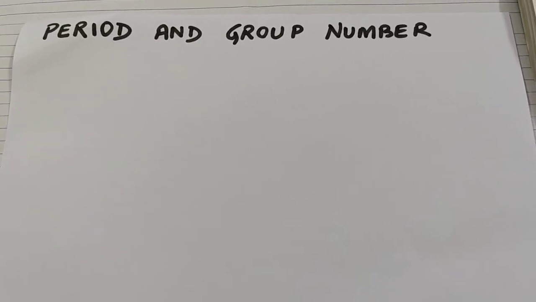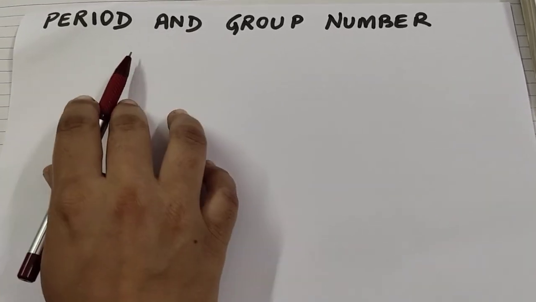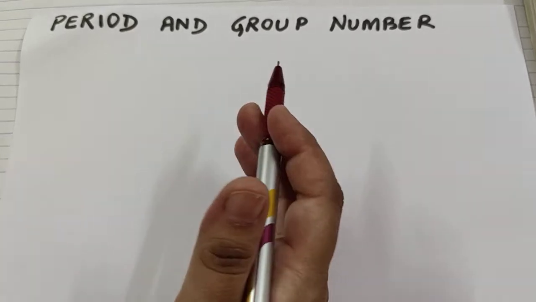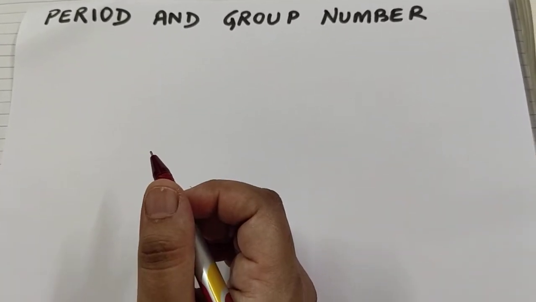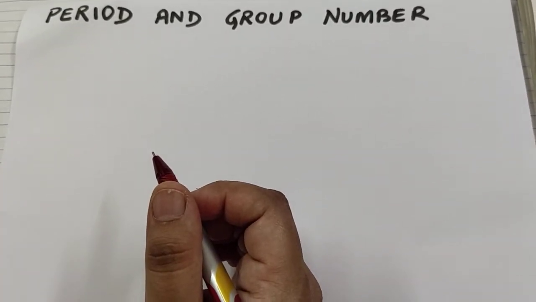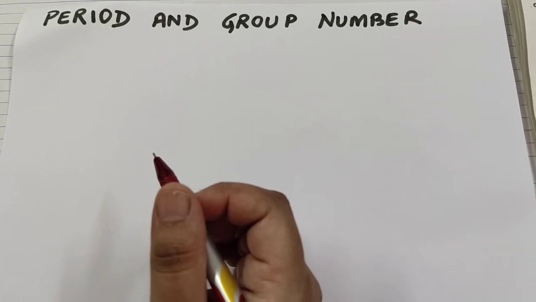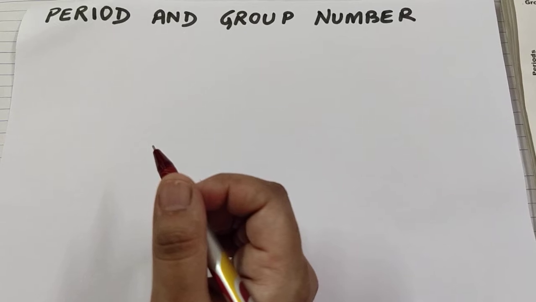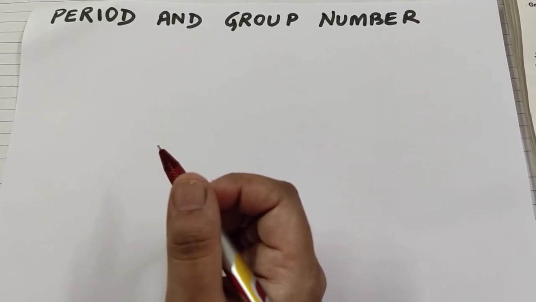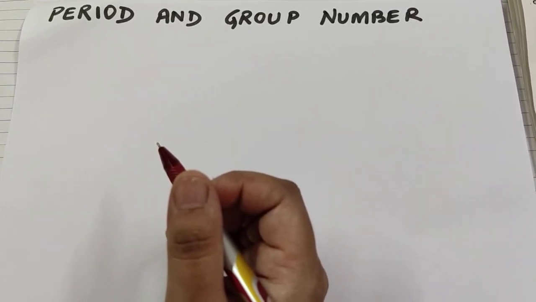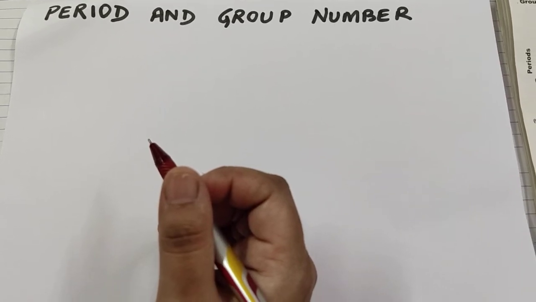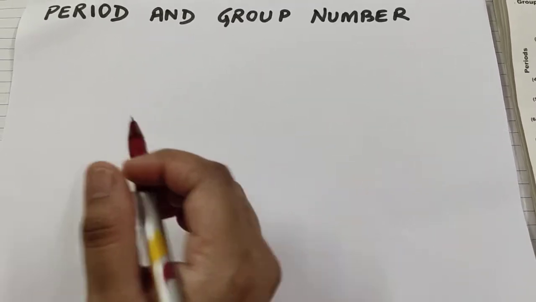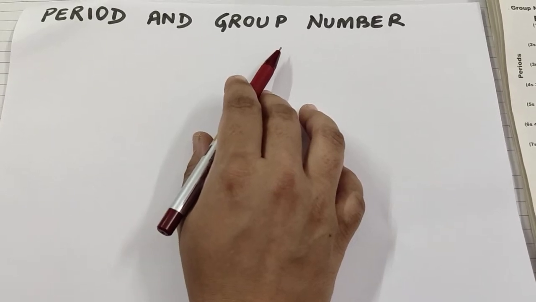Dear friends, today I have come up with another video on a trick to find out the group number and period number of any element in the periodic table. This video will be helpful if you are a student of class 9, 10th, 11th or 12th, as well as beneficial if you are preparing for NEET examination or any other competitive examination. So let's begin with the topic, that is to find out the period and group number of any element.